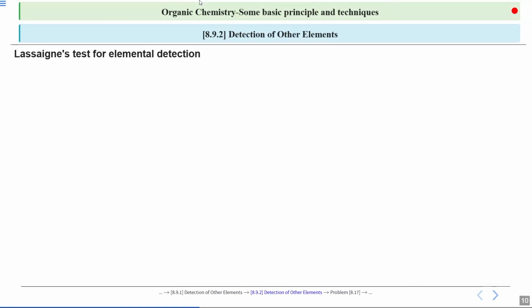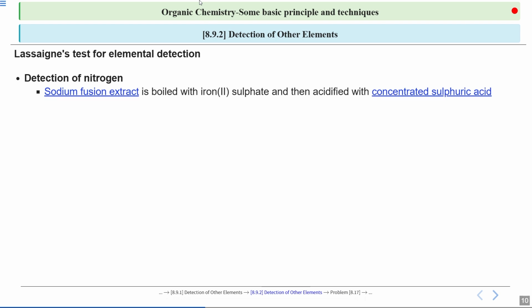Now, moving on further. Let us begin with the test of nitrogen. How do we do it? The first step involves preparing the sodium fusion extract. This extract is boiled with iron 2 sulfate. Obviously, you will first prepare the sodium fusion extract. Once you do this, you can take this extract and boil it with the iron 2 sulfate. Here again, the iron is in the second oxidation state. And then you will acidify it with concentrated sulfuric acid.